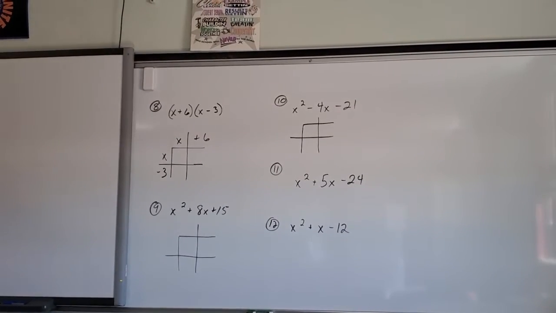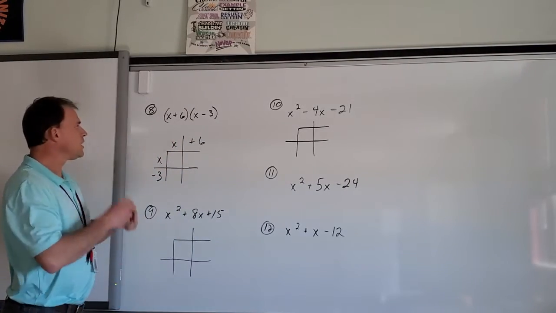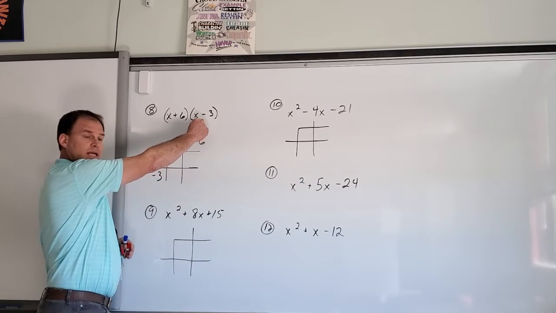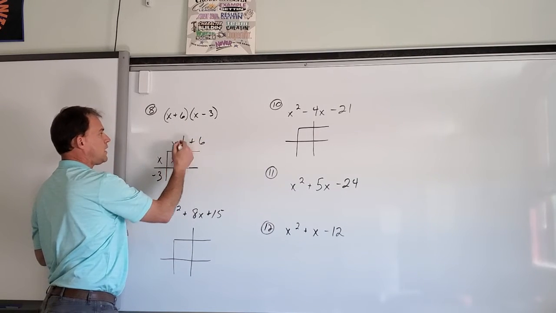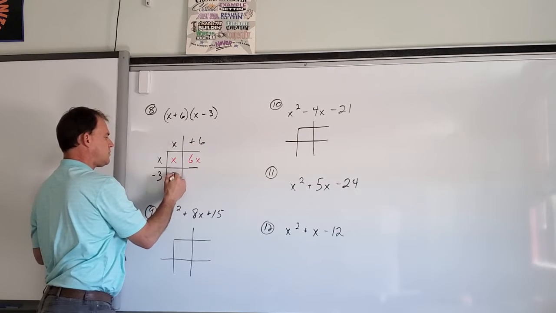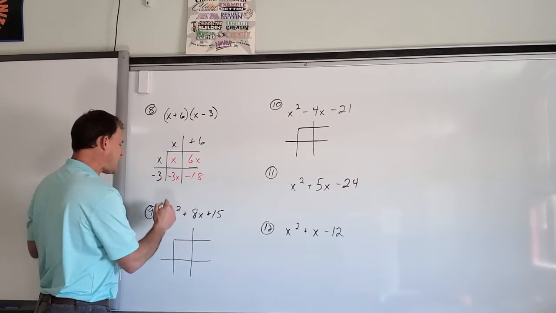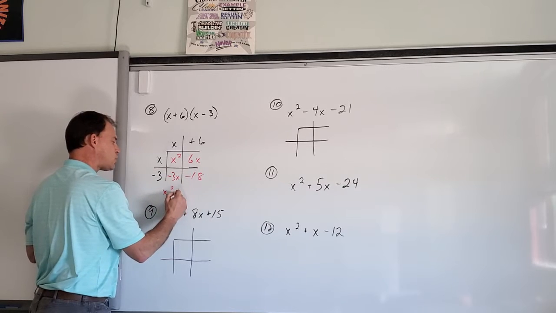And let's finish this conversation. So, again, a reminder. If we start with this, then we multiply. X times x is x squared. I would multiply to get 6x. I would multiply to get minus 3x. I would multiply to get negative 18. And we wrote our answer. We would combine like terms.